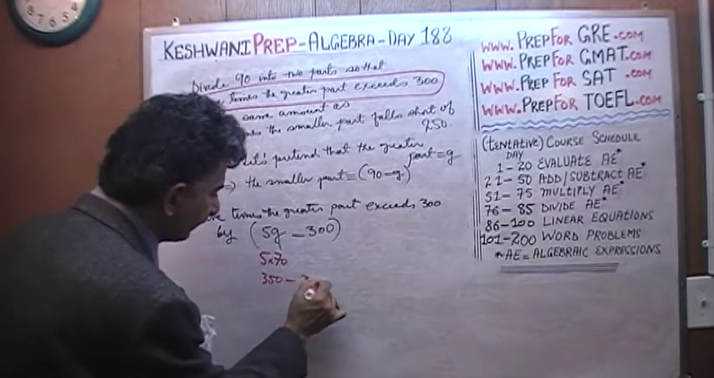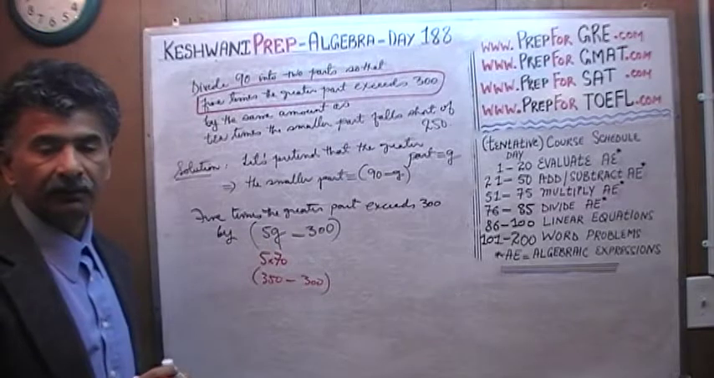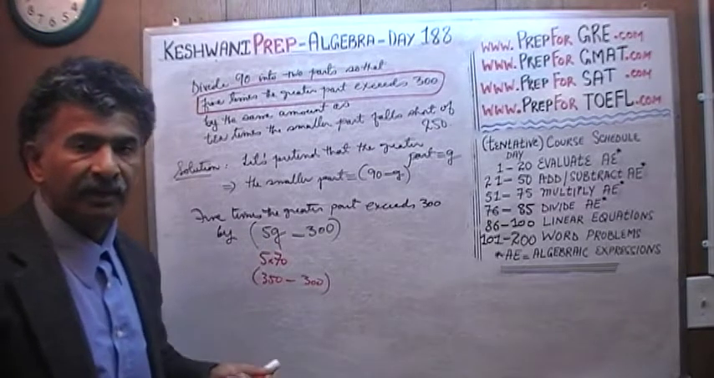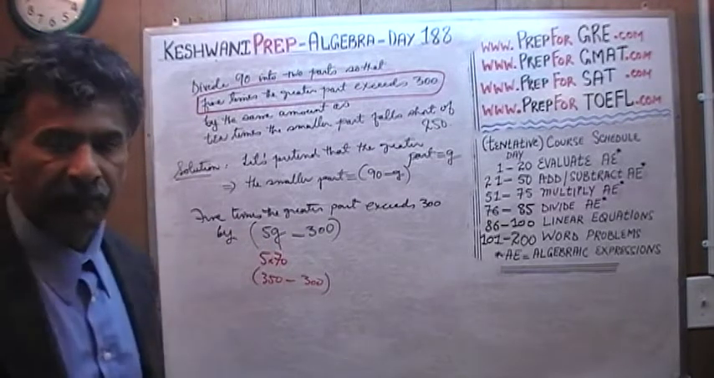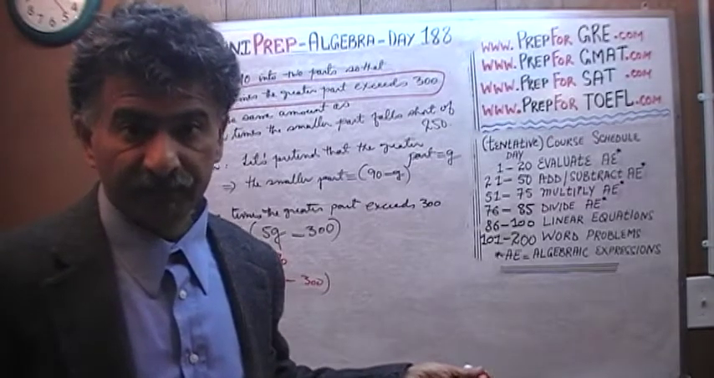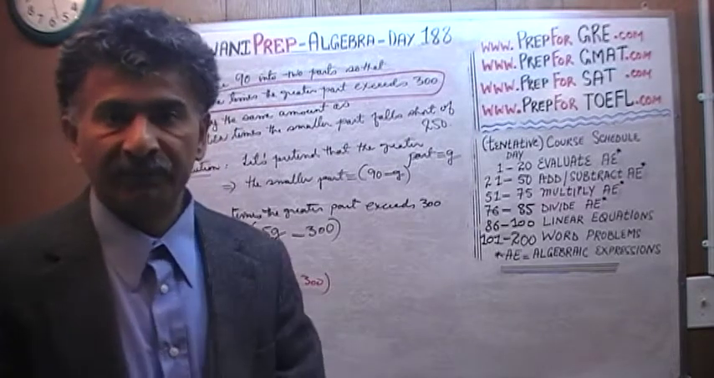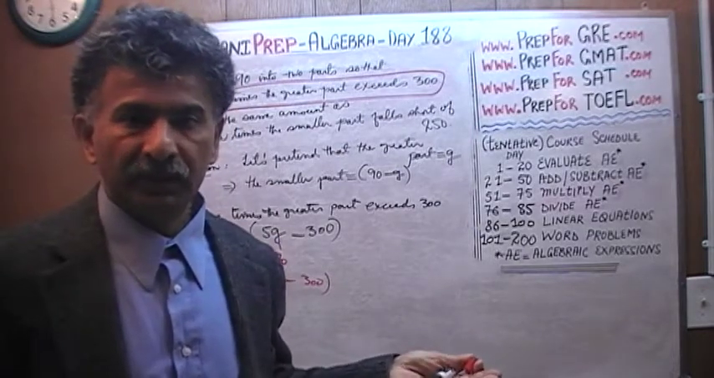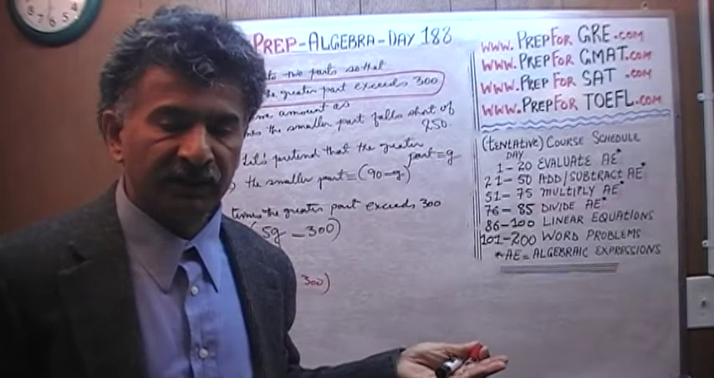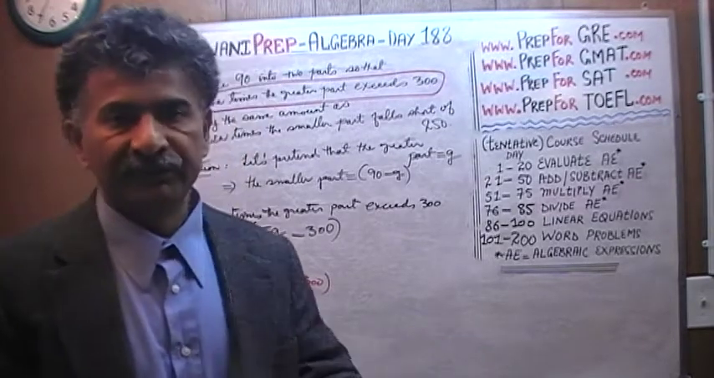350 minus 300 is how much this quantity exceeds 300. How much does 5 times the greater part exceed 300? The way we find that out is we take 5 times the greater number, and from that we subtract 300, and that's the amount by which 5 times the greater part exceeds 300.